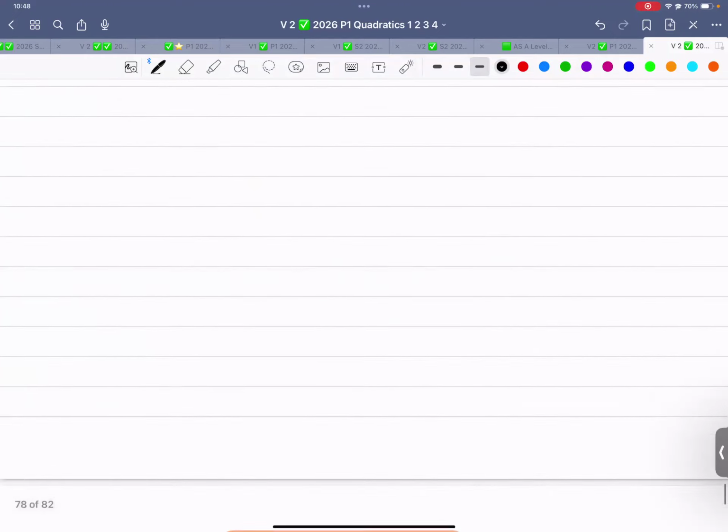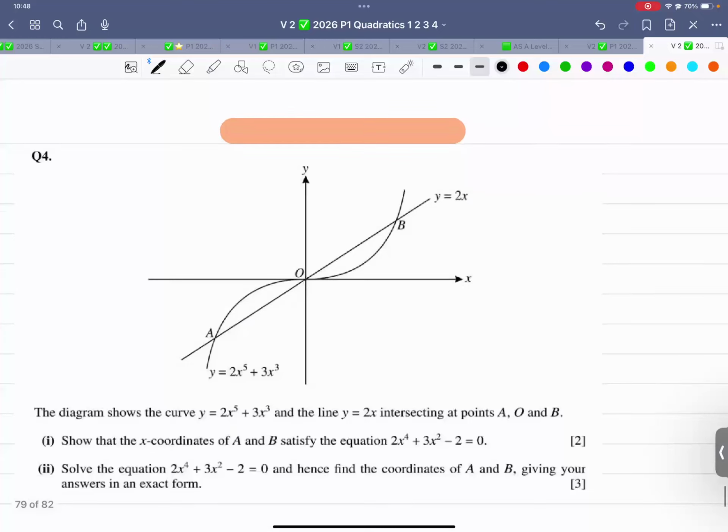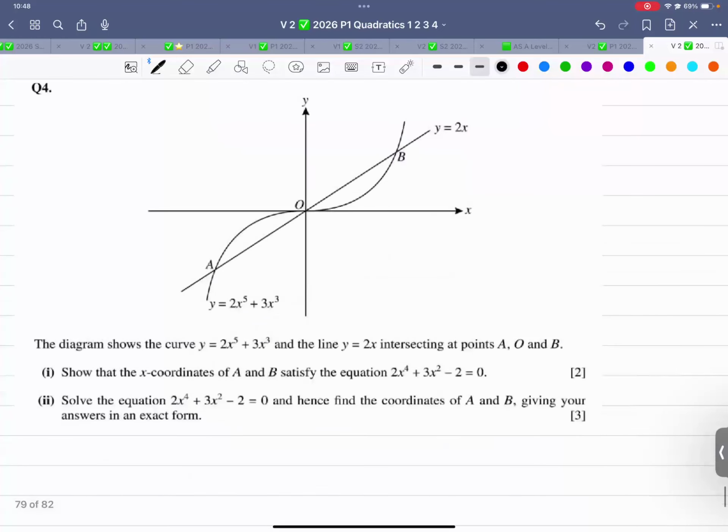This is a quadratic equation question, which was not given in homework, but let me solve it out for you. The diagram shows the curve and the line intersecting at these two points. First of all, this is the line that is going this way. That is y equals 2x.